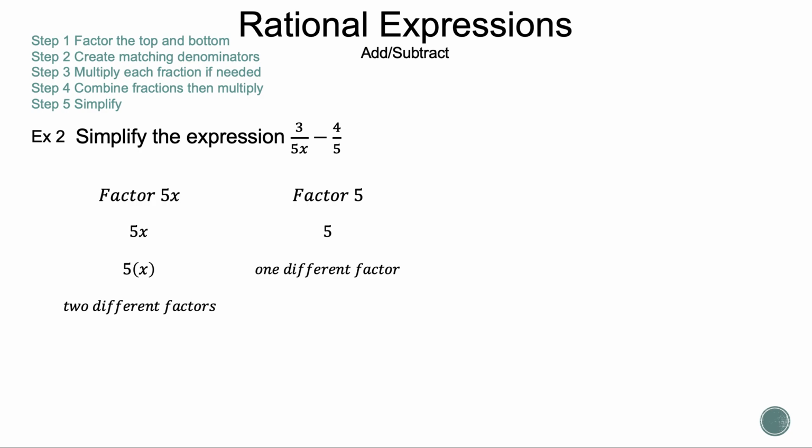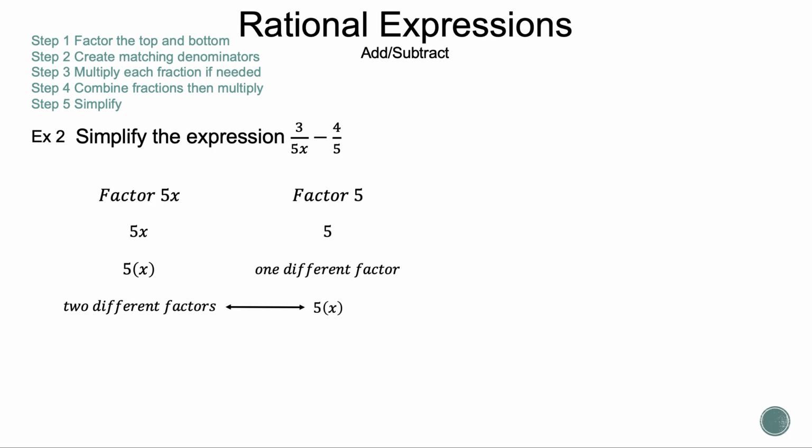Remember, we want a common denominator, so we can combine the fractions. So we want the 2 different denominators to match. Right now, one has 5 and x, and the other only has 5. So which factor do you think we need to multiply 5 by to get 5 times x? That is correct, x. So now, we have 2 different factors, and it matches the other denominator.